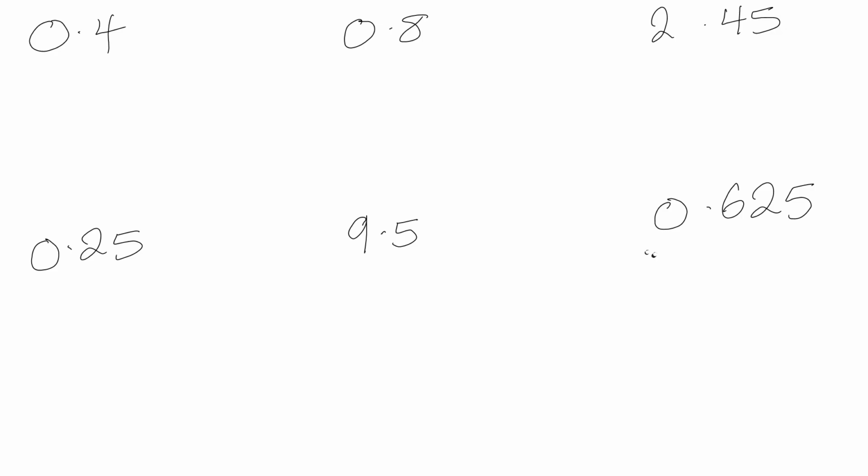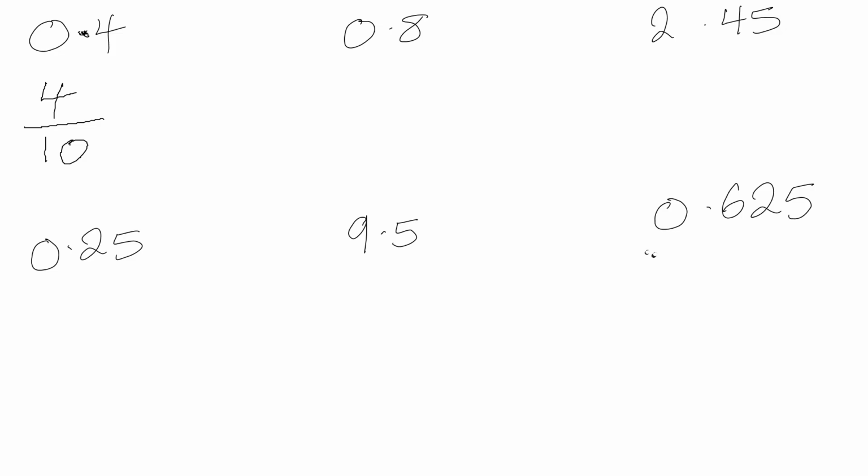So for number 1, we have 0.4. The last digit after the decimal is 4, but the place value for 4 is tenths, 10. So our fraction is going to be 4 over 10. So what that means is the equivalent fraction of 0.4 is 4 over 10.